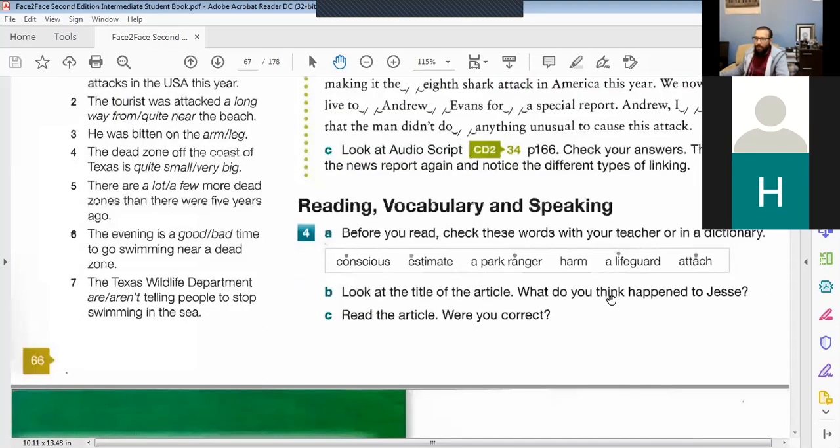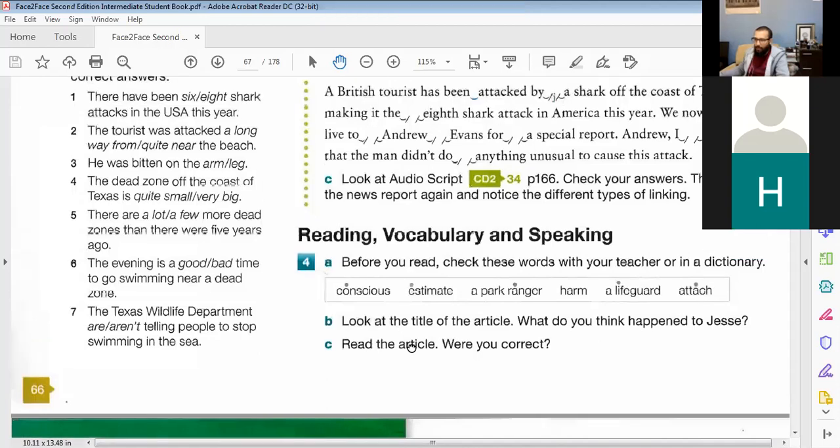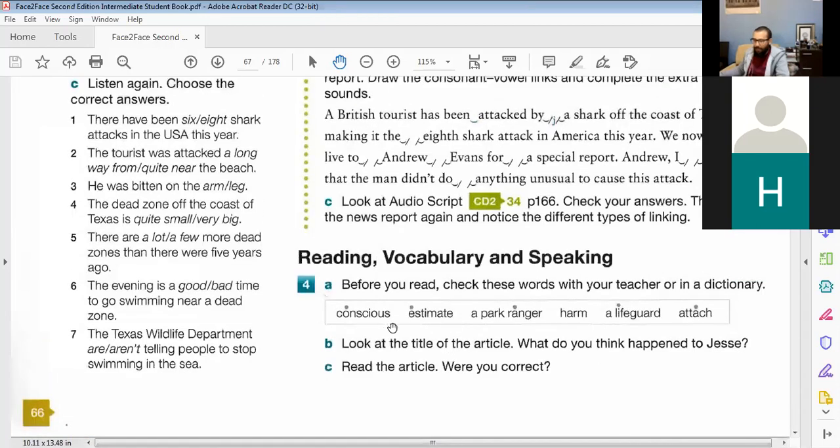Now, let's do a little bit of vocab and some reading. But first of all, let me show you these words and let's see if you know what they are. So we have conscious, estimate, a park ranger, harm, a lifeguard, attach.